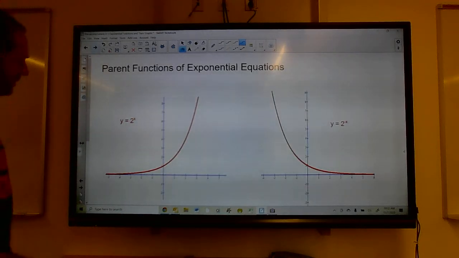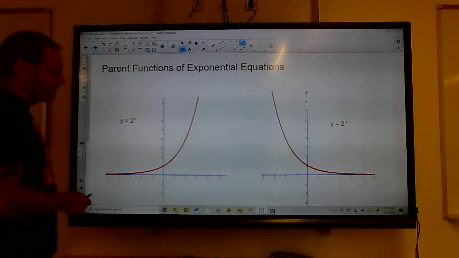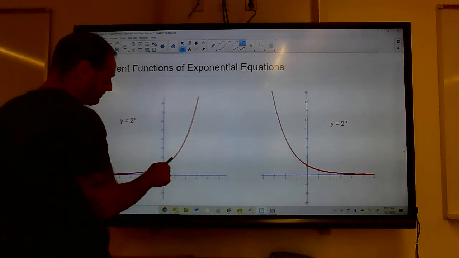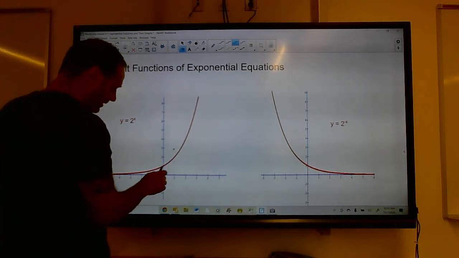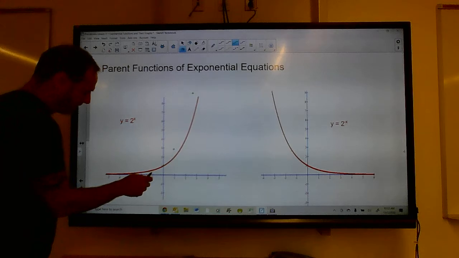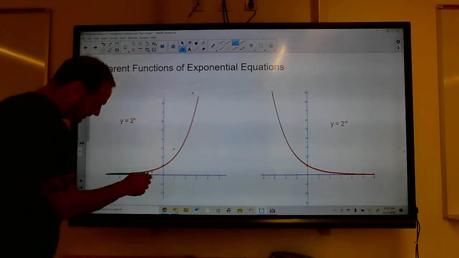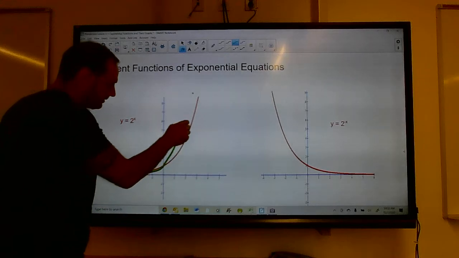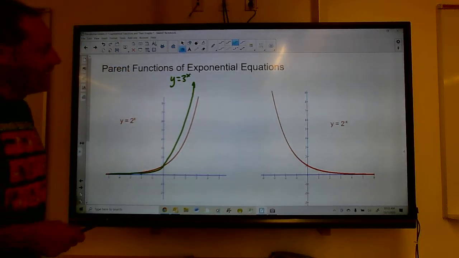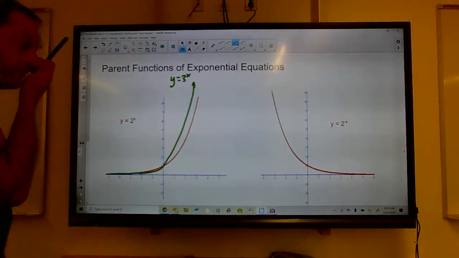Parent functions, so here's your 2 to the x power. Here's your 2 to the negative x power. If I put 3 in here, it's pretty much the same graph, except that it's a little steeper. So over here, 3 to the first power would be here. 3 to the 0 power would be still 1. 3 to the second power would be 9, so that'd be here. 3 to the negative 1 power would be 1/3. It's going to actually be below the line here. It's going to cross, and it's going to be larger. The same thing over here, except it's going to be above the line here. It's going to cross right there, and then it's going to be below the line there.